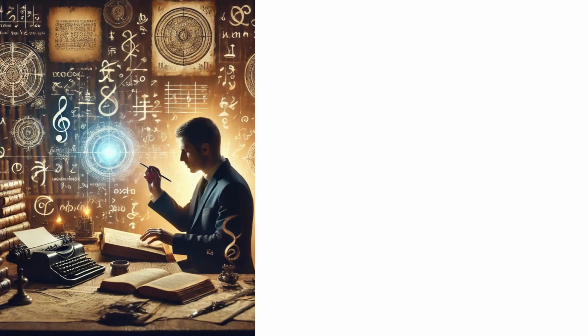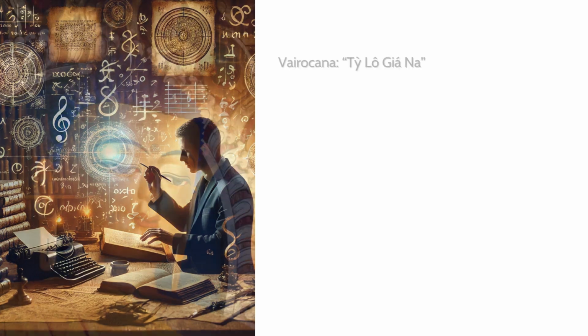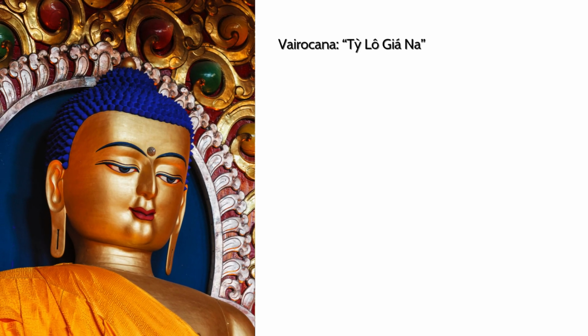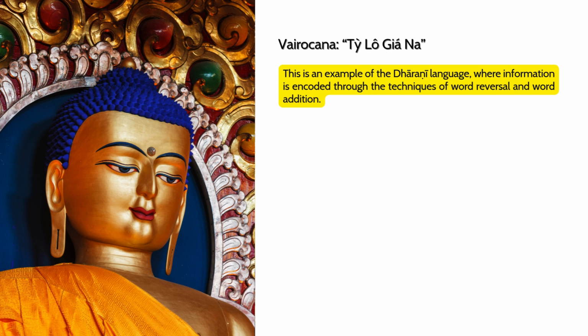Finally, we will decode the title of Buddha Vairocana, Tai Lo Jia Na. He is one of the most important Buddhas in Mahayana Buddhism. This is an example of the Dhāraṇī language, where information is encoded through wordplay and word addition techniques in Vietnamese.